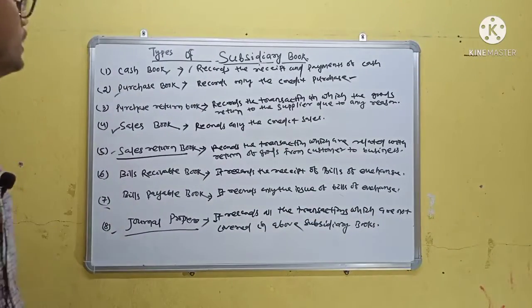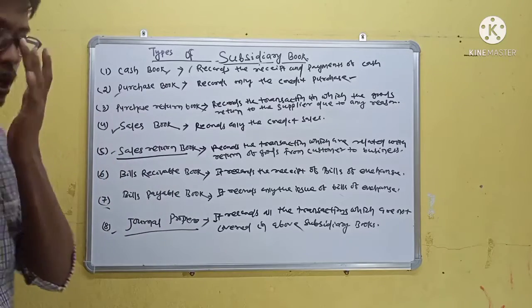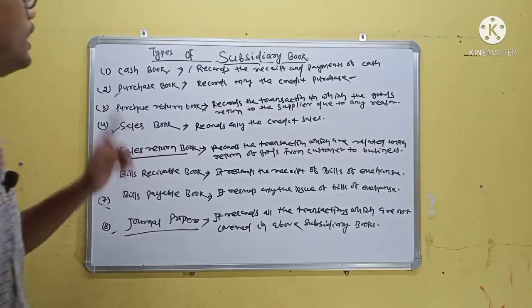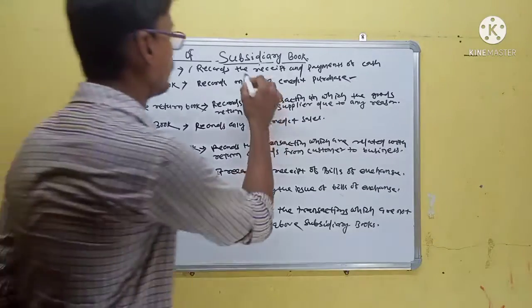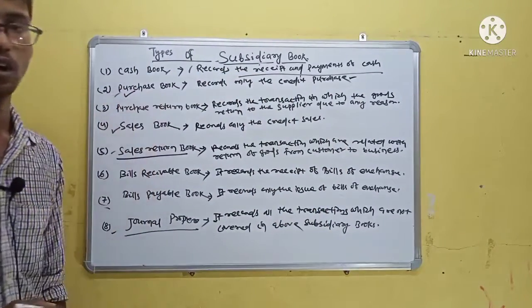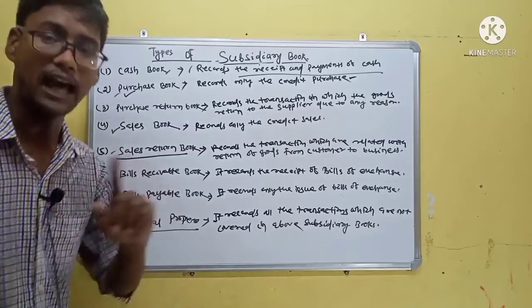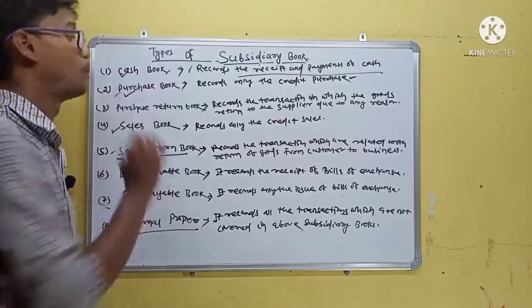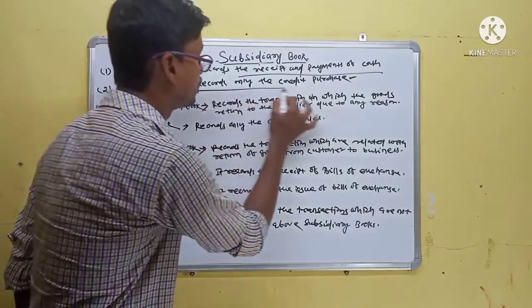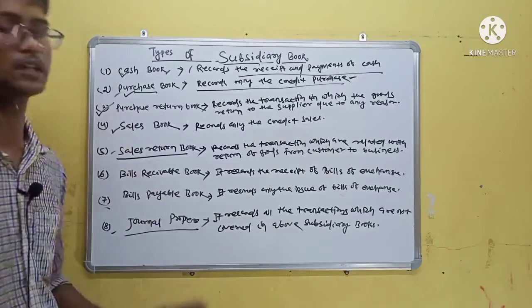Overall, these are the types of subsidiary book. First is the cash book. It records only cash transactions, that means the receipts and payments of cash. Next is the purchase book. There are two types of purchase: cash purchase and credit purchase. Cash purchase is recorded in the cash book, but credit purchase is recorded in the purchase book. It records only credit purchases.